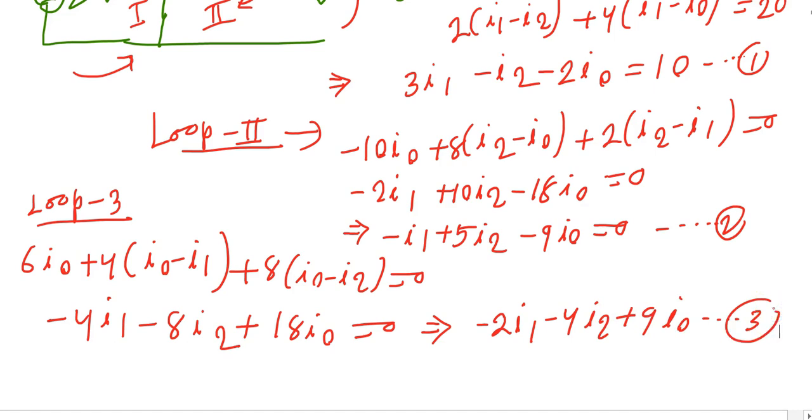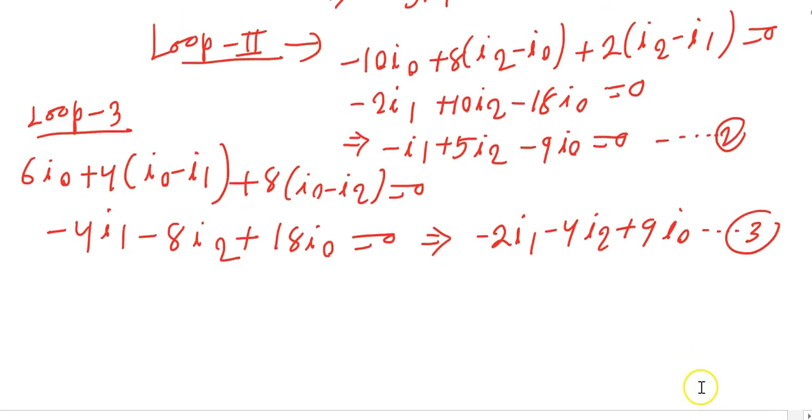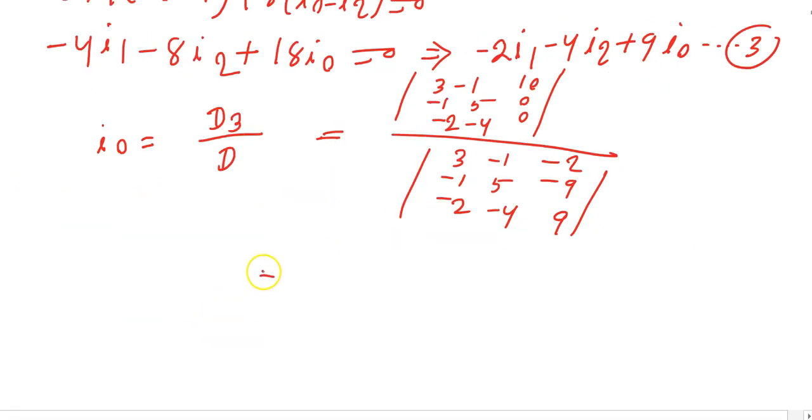Equation 3. So you have 3 equations. So you need to solve it for I0, and I will use Cramer's rule. Cramer's rule tells that I0 is equal to D3 upon D. What is the D3? You know how to calculate the determinant. So it will come out minus 5.